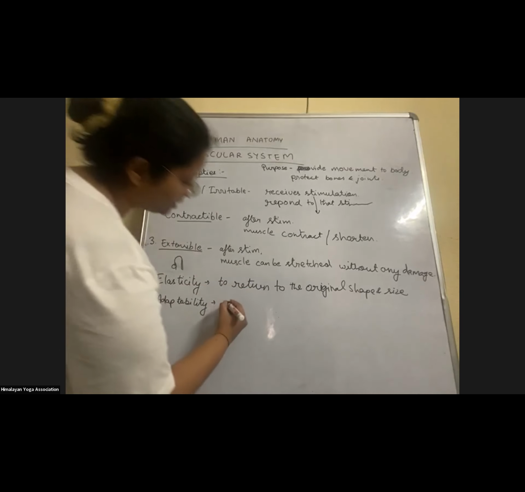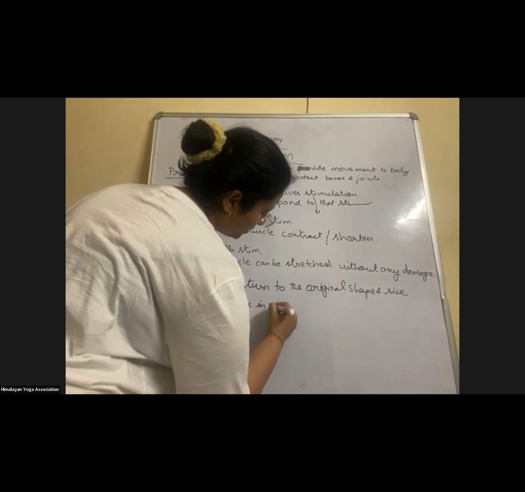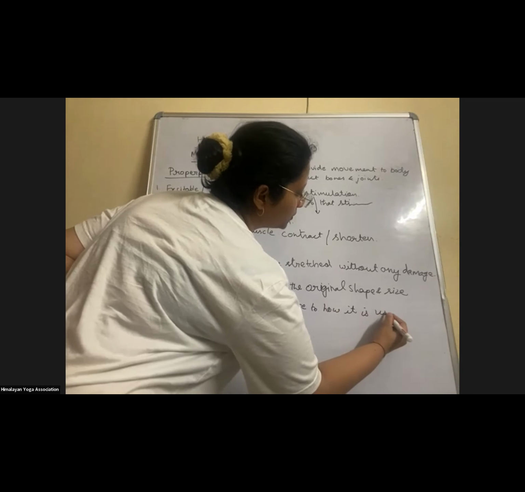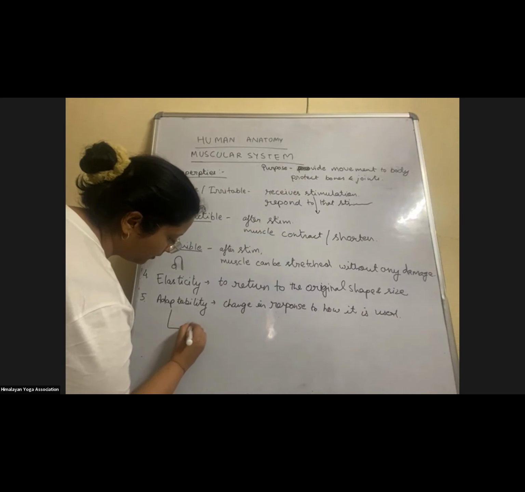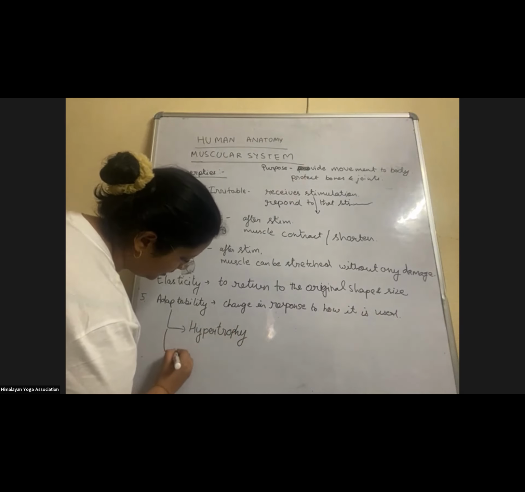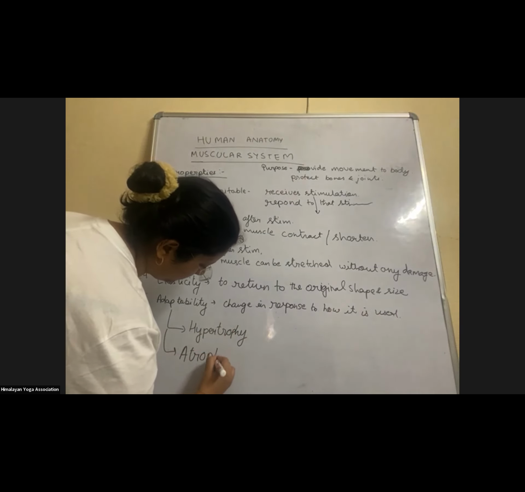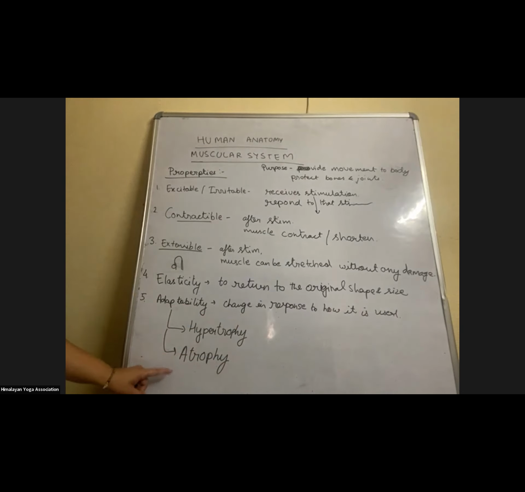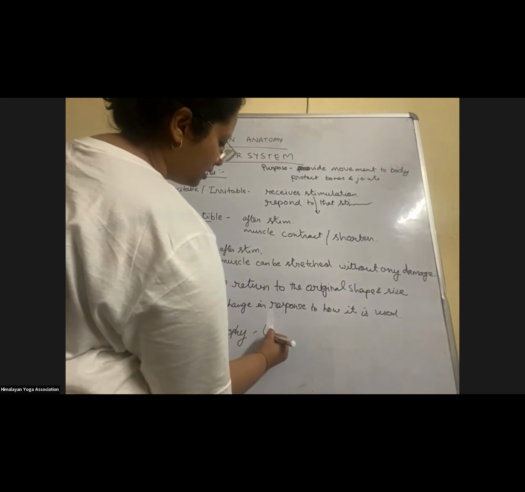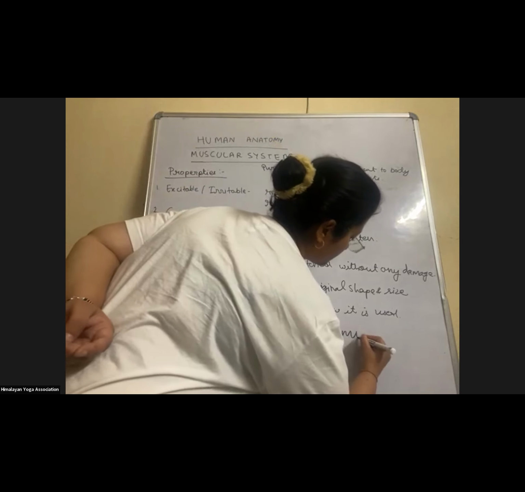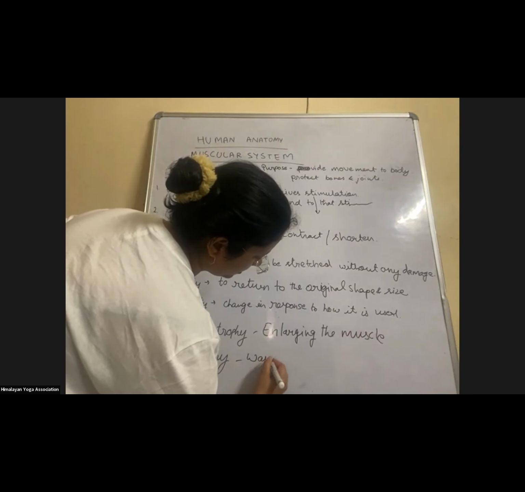The muscular system is adaptable, that is, it can change in response to how it is used. So we have two concepts here. One is hypertrophy and another is atrophy. A person going to the gym is hypertrophy, and a person who is not exercising at all is atrophy. Hypertrophy is enlarging the muscle. And this is wasting away.